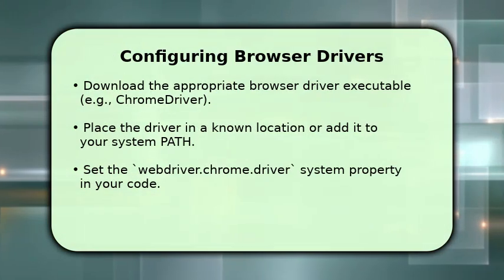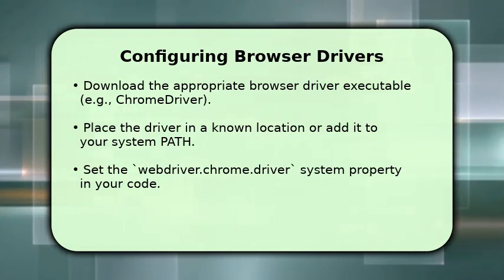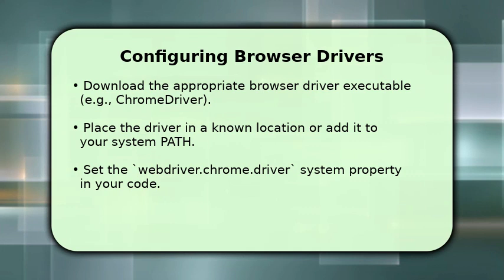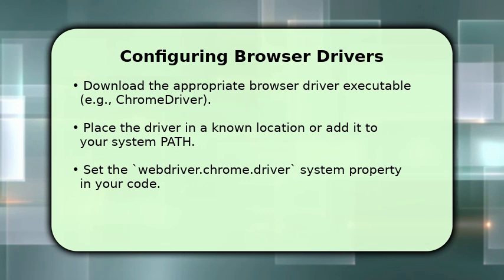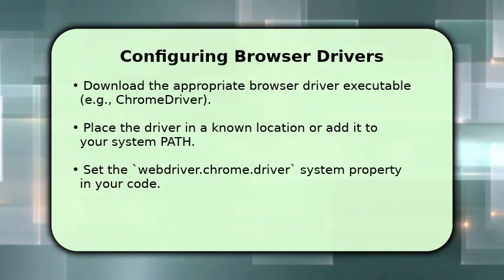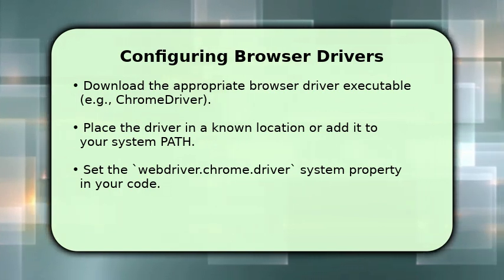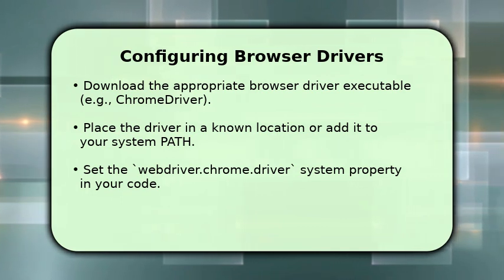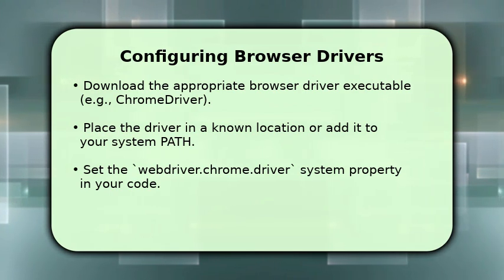With dependencies in place, you need to configure your browser drivers. Download the executable for your chosen browser, such as ChromeDriver for Google Chrome. You can either place this executable in a well-known project folder or add its location to your system's PATH environment variable. In your Java code, you'll then set the webdriver.chrome.driver system property to point to the driver's path before initializing your WebDriver instance. This step connects your code to the browser.